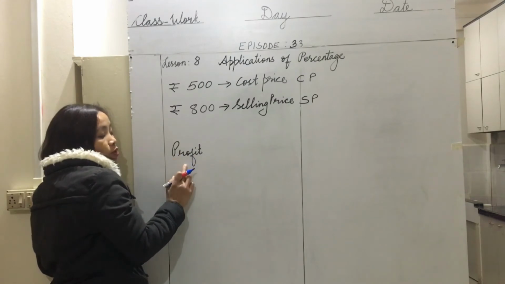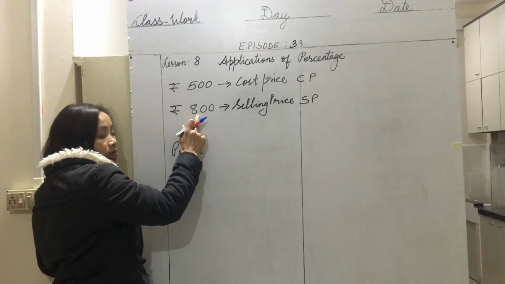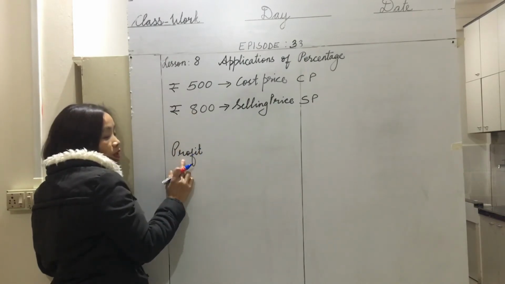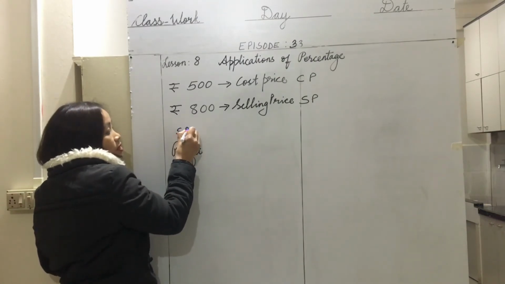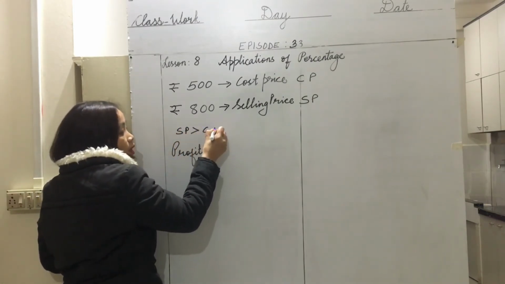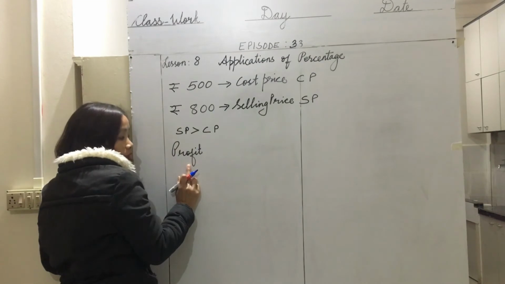So in order to get a profit, selling price should be higher or bigger, right? So when there is a profit, when selling price is bigger than cost price, right? We get a profit here, right?